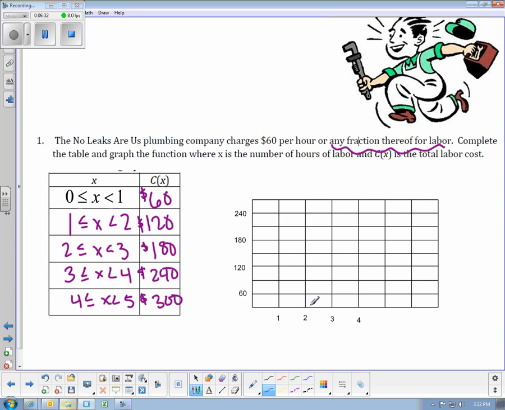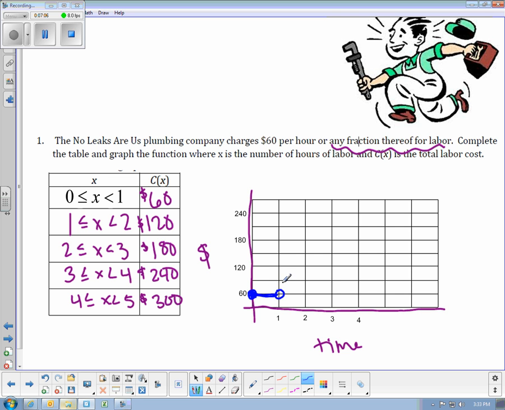So let's take a look at what this graph would look like. Now you need to draw this coordinate plane on your notes. It's not on there for you. So just draw yourself, you only need the first quadrant because we're talking about time and money, and time and money can't be negative. So here's our time down here. Here's our money up here. And we're going to draw a graph for this. So from 0 up to 1 hour, I'm at $60. So that means at 0, I have a filled in dot. Up to 1 hour, I'm at $60.